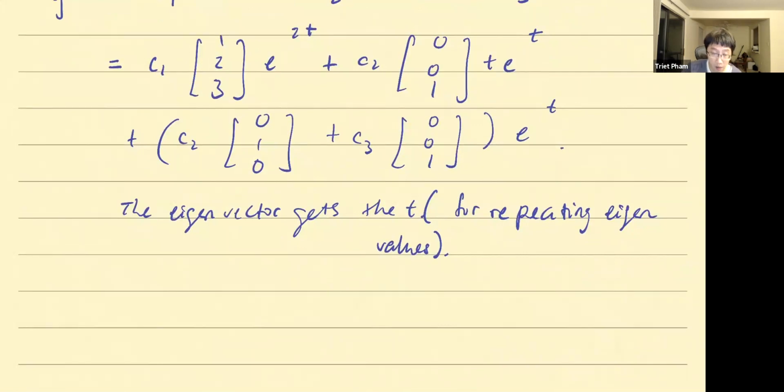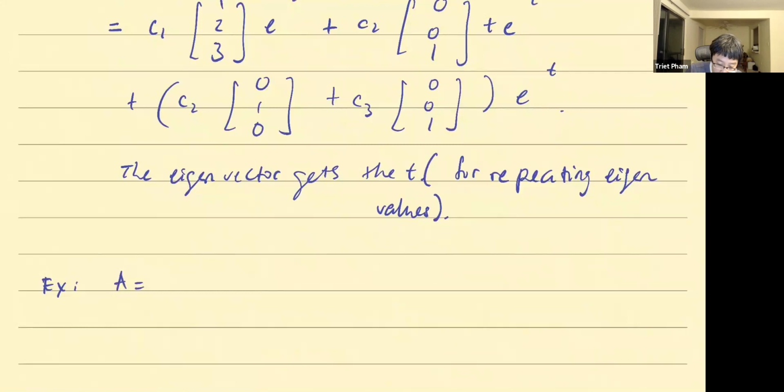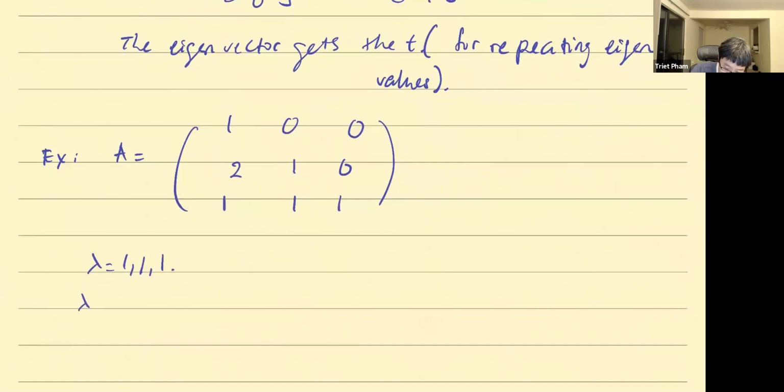So the next one, right, is where we repeat 3 times. Okay. Example. So you know what the question is, so I will not even write y prime equals Ay. Is this, all right? So lambda equals 1, 1, 1. Okay. And so let me do this, right? So lambda equals 1.